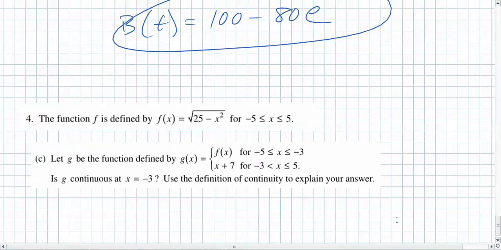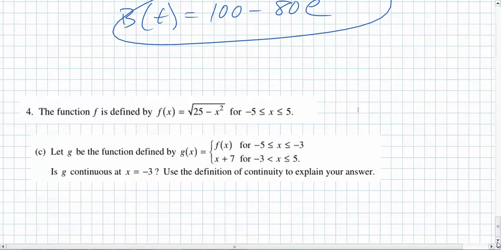Let g be that function. Is g continuous at x equals negative 3? Use the definition of continuity to explain your answer. So what's the simplest way you can describe continuity to somebody? A function is continuous if you can draw it without picking up your pencil, right? So the question is, can you do that? Well, f is that function and g is x plus 7.